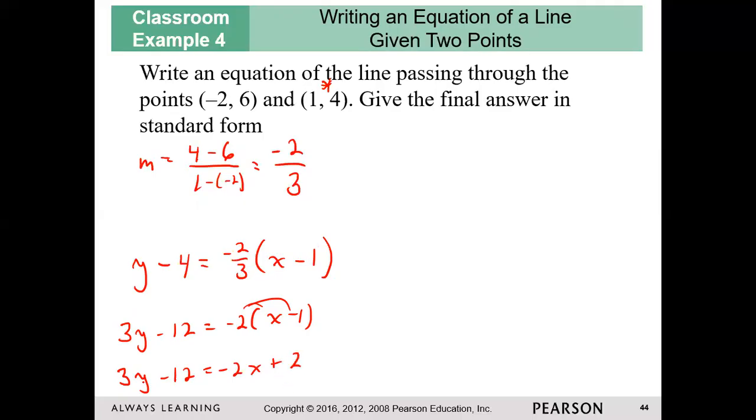And in standard form, your x and y are on the same side of the equation, and your number, your constant, is over on the other side. So we're going to do that now. So we're going to get 2x plus 3y, adding 2x to both sides. And I'm also going to add 12 to both sides to get 14. Again, adding 12 to both sides, adding 2x to both sides, and we are very happily in standard form.